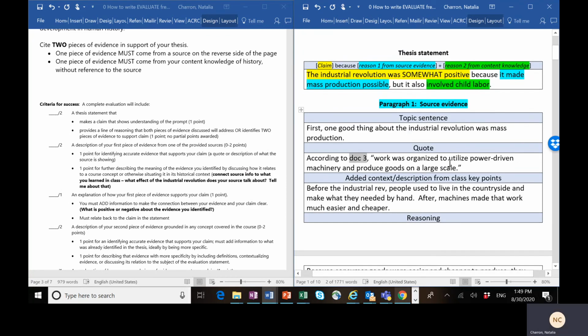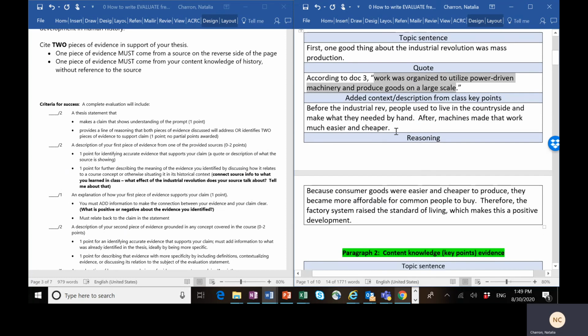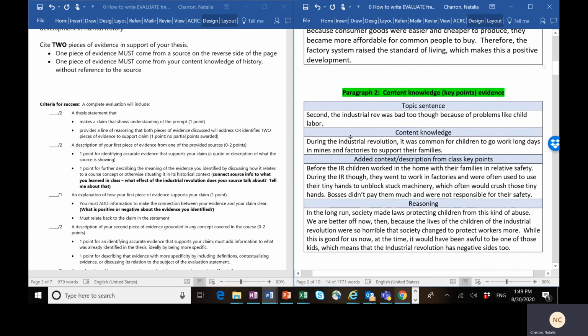You get 1 point for correctly identifying a quote that in fact supports your thesis. You get 1 point for adding context to that quote and 1 point for adding reasoning to all of that. If you stop here, you have a passing score. But passing's not good enough. We want to be perfect, right?